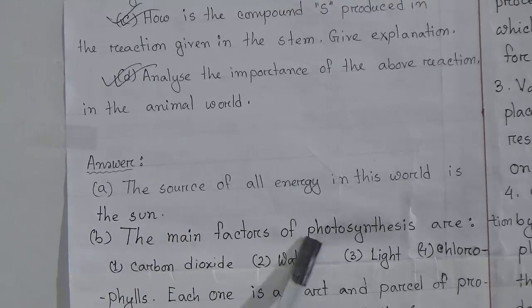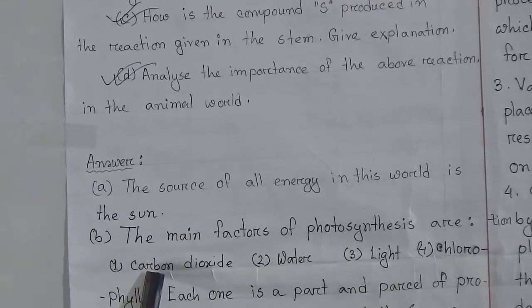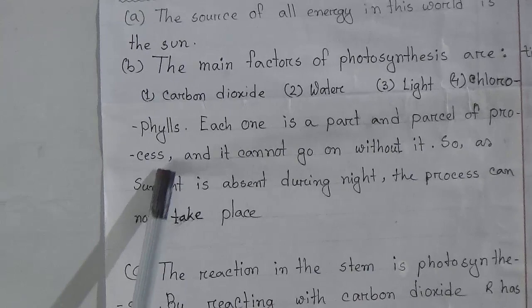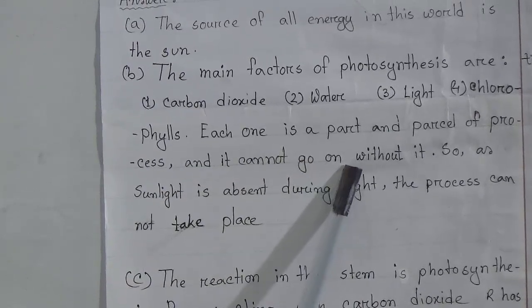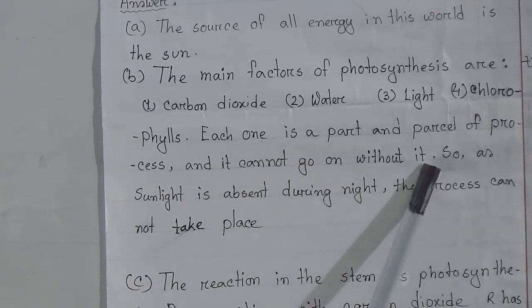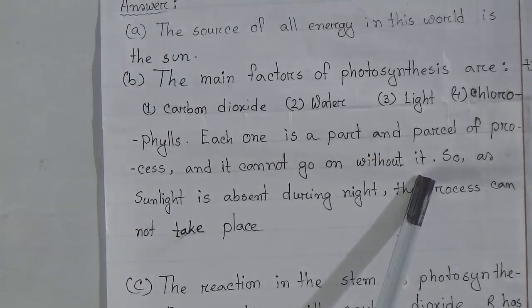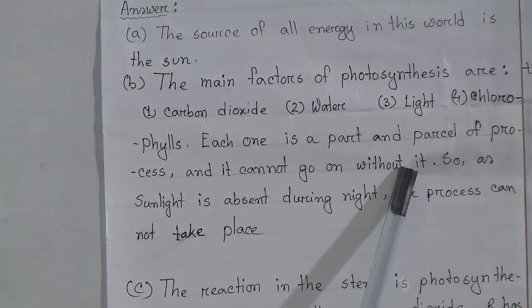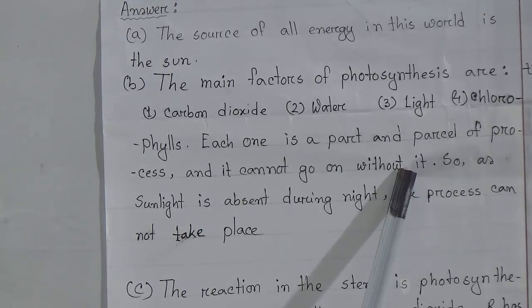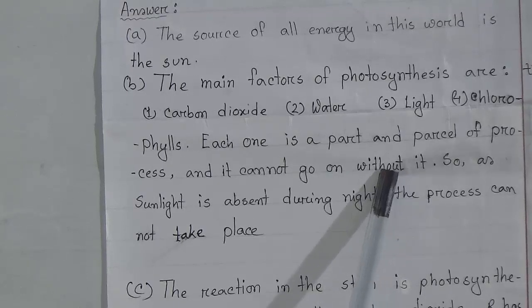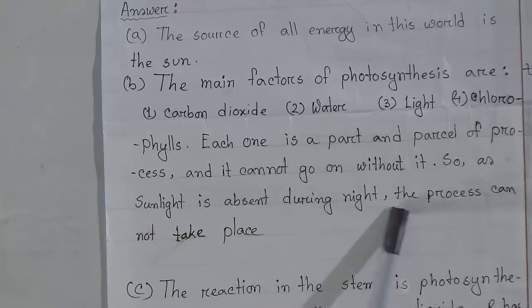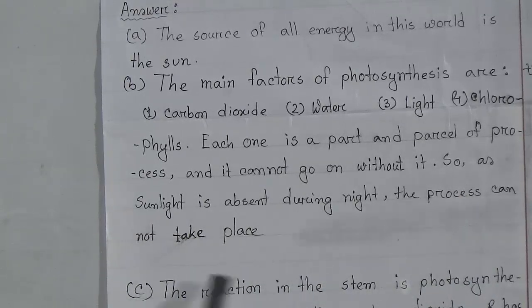The main factors of photosynthesis are carbon dioxide, water, light, chlorophyll. Each one is a part and parcel of the process and it cannot go on without it. That means for photosynthesis, carbon dioxide, water, light, chlorophyll are so important. If anything of these is absent, the photosynthesis process cannot occur. So as sunlight is absent during night, the process cannot take place.